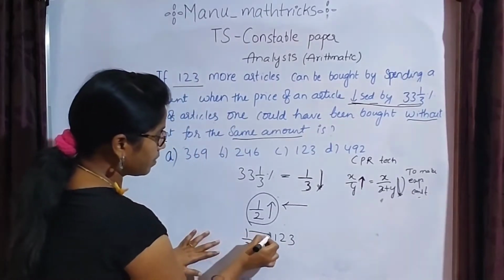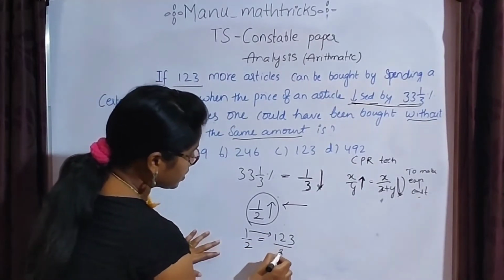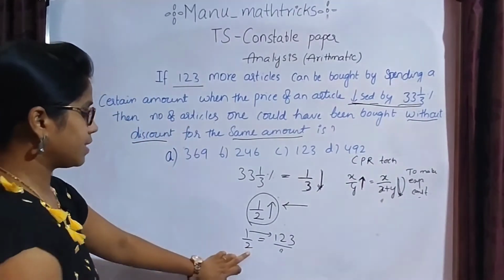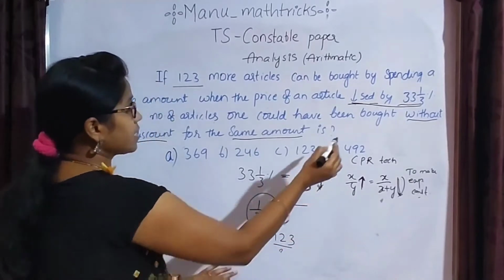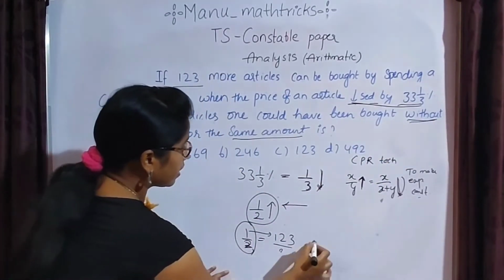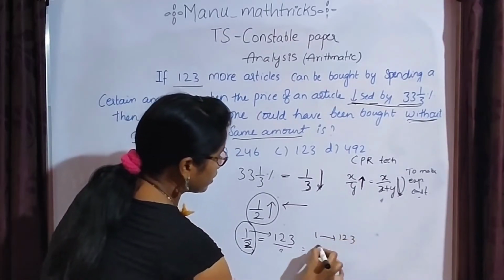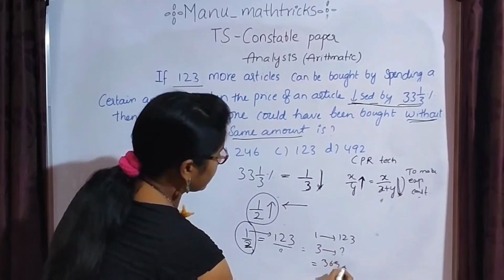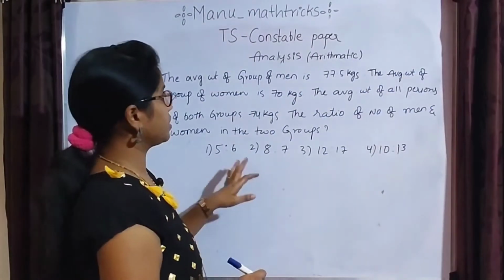It represents 1 represents 123, then 2 represents how much? But he is not asking the discounted part. This is after discount, but he is asking without discount. Without discount is nothing but the total parts, that is 3. If 1 represents 123, 3 represents how much? 3 into 123, which is 369. That is the answer. A very easy question.